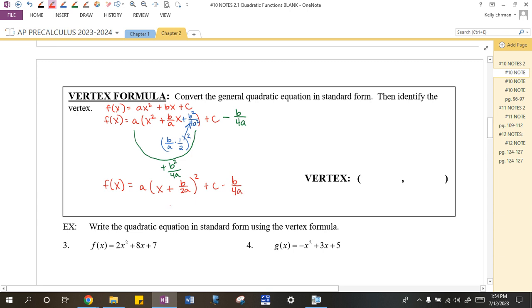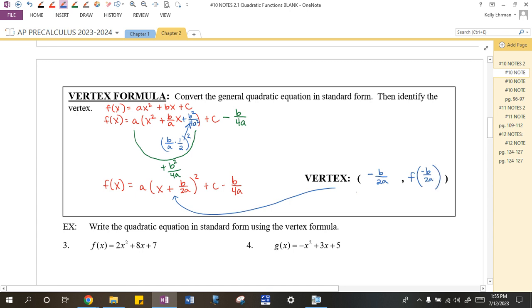Okay, but what would the vertex be? The vertex would be from this, because it says plus b over 2a, the x-coordinate would be negative b over 2a. I think of this as the opposite of b over 2a. And then instead of memorizing c minus b squared over 4a, remember the vertex will be like whatever number this comes out to, say this comes out to -2. If you just plug that back into the function, you'll get the y-coordinate. So that's why we say the y-coordinate is just f of whatever negative b over 2a comes out to be.